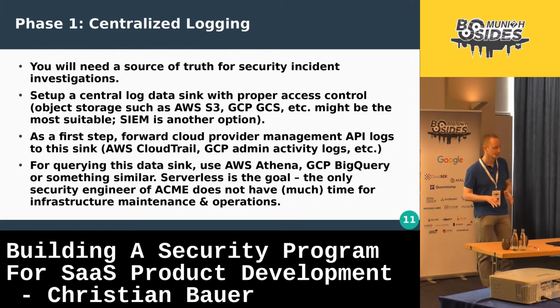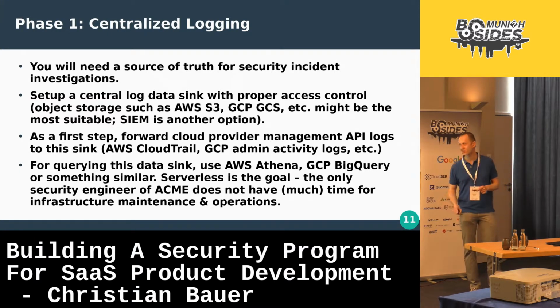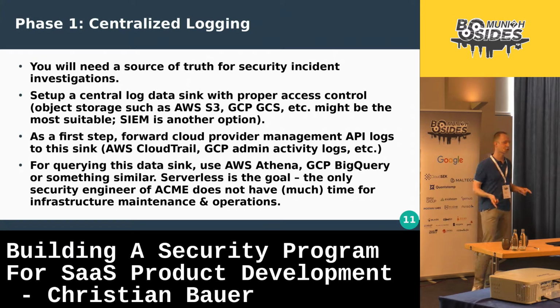And the first kind of log data that we feed in there is going to be the cloud provider logs. If you have a breach on the cloud provider level, that means the attacker is going to call the cloud provider APIs. And those calls are going to show up in the management API logs. That's why it's important that you activate forwarding these API logs into your central log data sink. You make sure nobody can mess around with that, so you need access control on that.